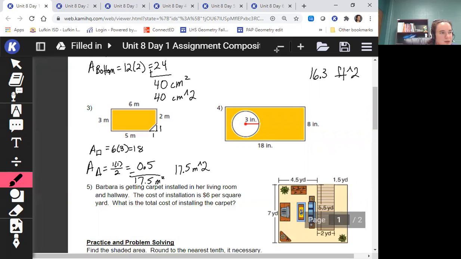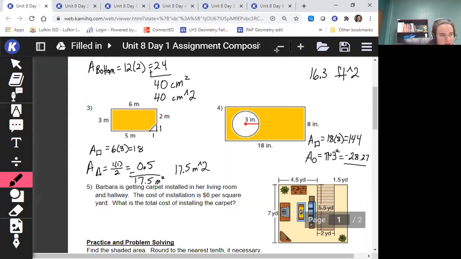Number 4, again, we have a circle taken out of our rectangle. So we're going to find the area of our rectangle first, which is 18 times 8. And that gets us 144. And then we need to find the area of our circle. And that is pi 3 squared because 3 is our radius. And that gets us 28.27.